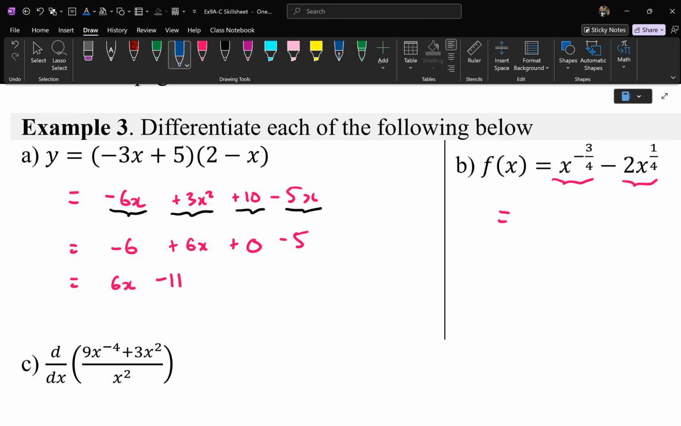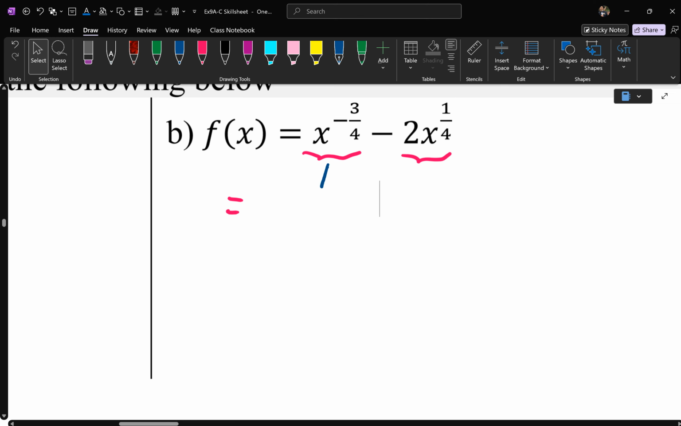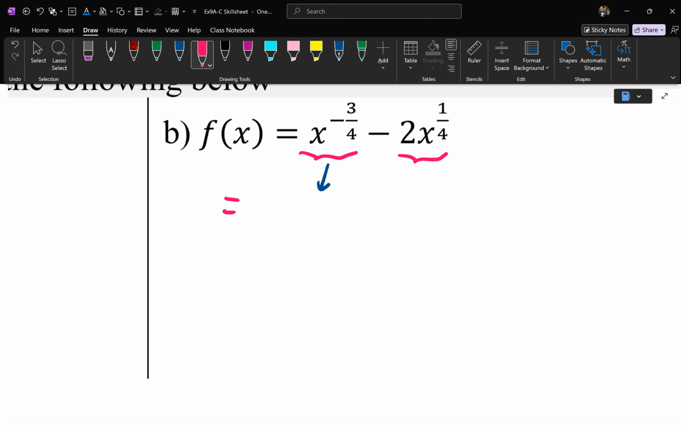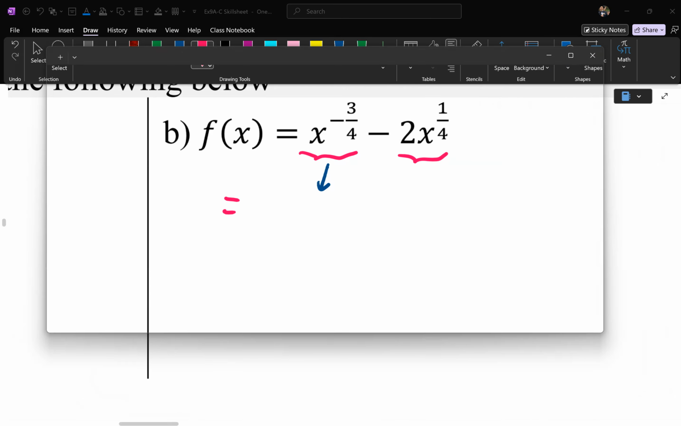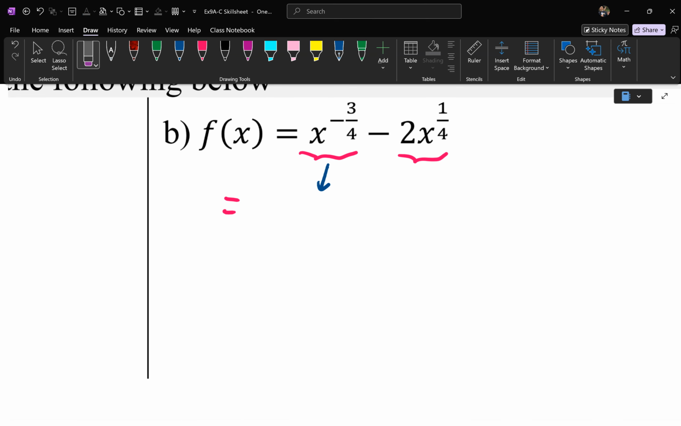Can I please have Tara? Not sure? So, anyone else wants to have a go? What's the derivative of x to the power of negative 3/4?